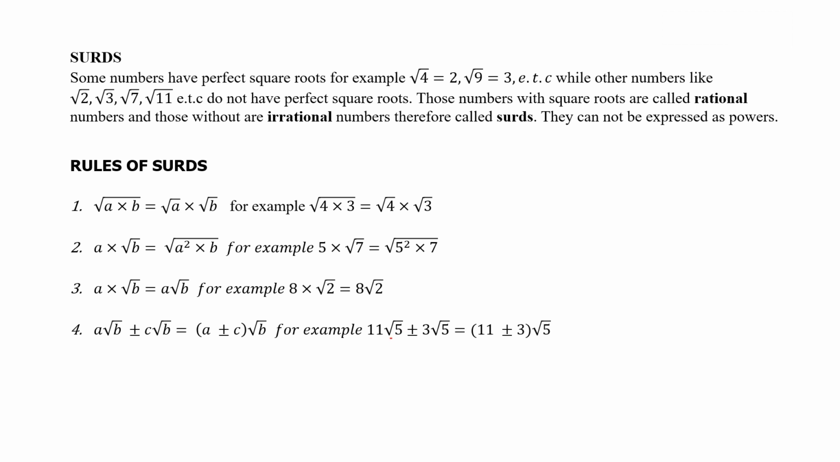Now the root of 5 and root of 5 there, it is like I'm having m. So 11m plus or minus 3m, we shall be adding the constants there. That is why we normally add these constants, then we multiply by the root there.